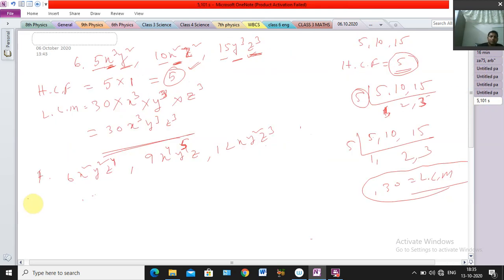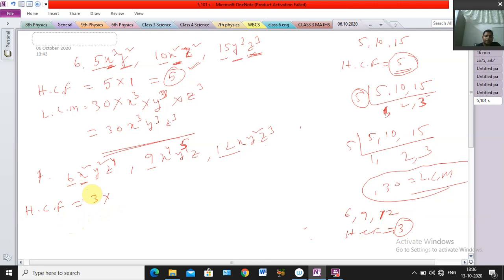Okay, so first we have to find the HCF. Here 6, 9 and 12 are given. The HCF of 6, 9 and 12 we can do directly: 3, because 3 times 2 is 6, 3 times 3 is 9, 3 times 4 is 12. So we can take it directly as 3. Clear? Understood or not? Clear everyone?